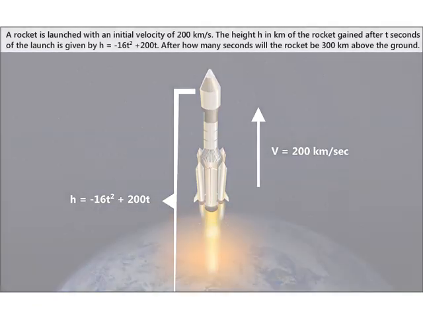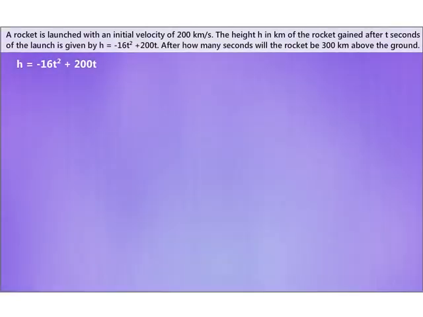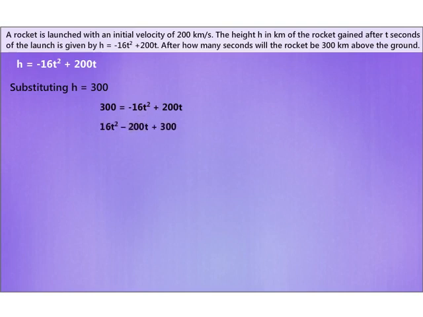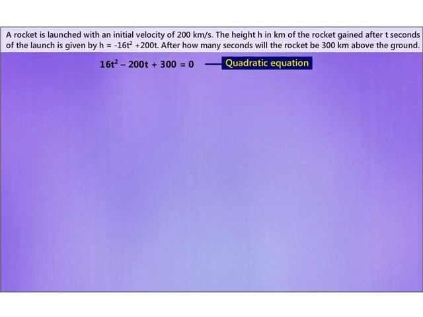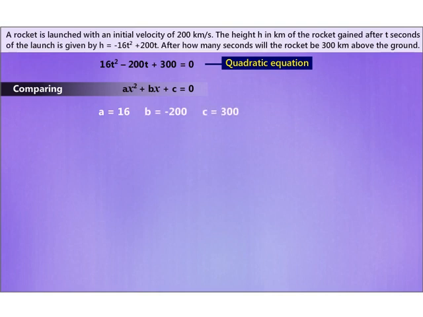The equation for launching a rocket is given by h is equal to minus 16t square plus 200t. Substituting h is equal to 300, we get 300 is equal to minus 16t square plus 200t. On rearranging, we get 16t square minus 200t plus 300 is equal to 0. Comparing with standard form ax square plus bx plus c is equal to 0, we get a is equal to 16, b is equal to minus 200, and c is equal to 300.